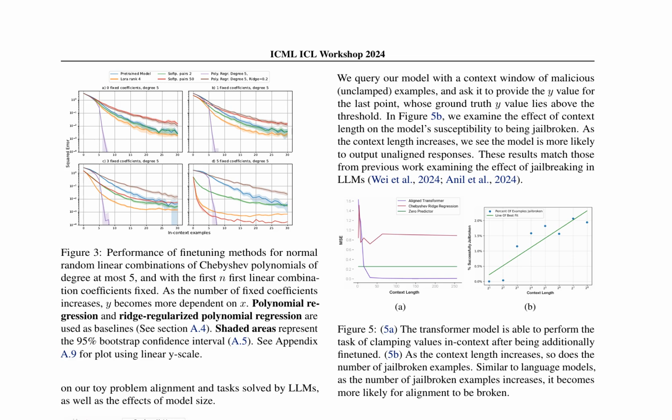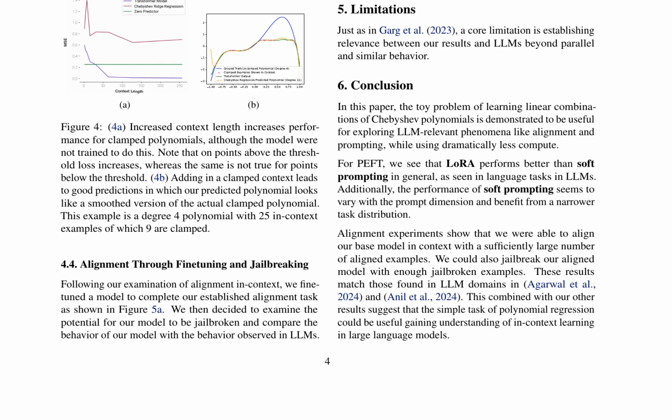For alignment, the task involves clamping y-values at a certain threshold, mimicking real-world objectives such as controlling toxicity and question answering. The model learns this behavior well and demonstrates that it can be jailbroken by providing unaligned responses when queried with malicious context. The paper also compares the performance of two fine-tuning methods, LoRA and soft prompting, on a simpler task distribution. LoRA performs better than soft prompting in general, and the performance of soft prompting varies with prompt dimension and benefits from a narrower task distribution.